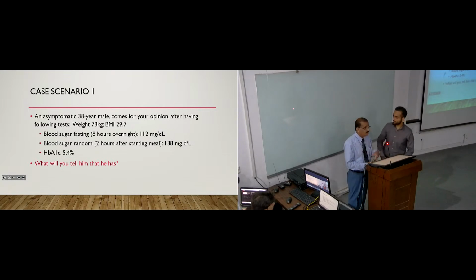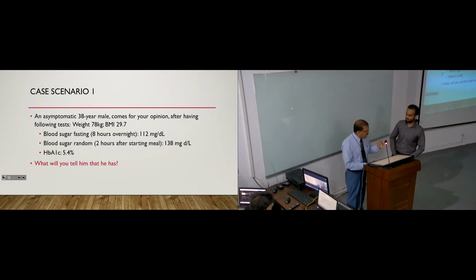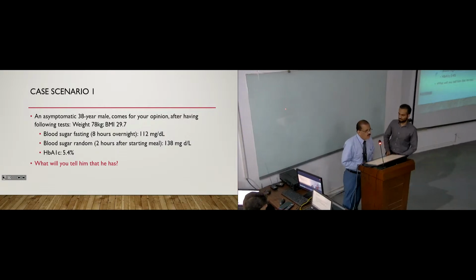Sir, I think the patient is pre-diabetic. He says the patient is pre-diabetic. Okay, very good. Pre-diabetes also has 2 categories. Which one is this? I just know that it is pre-diabetic, not definitely diabetic. He is prone to diabetes. Right. This condition is called, anybody?